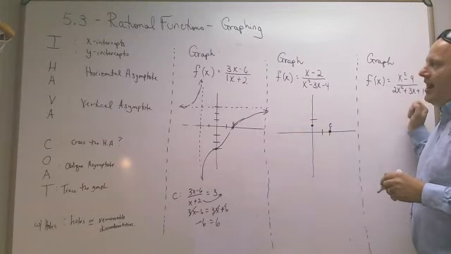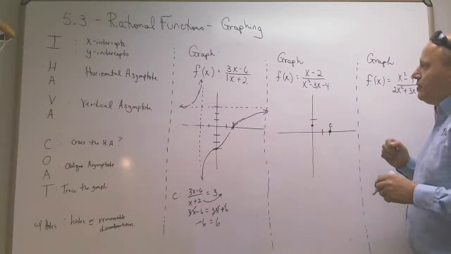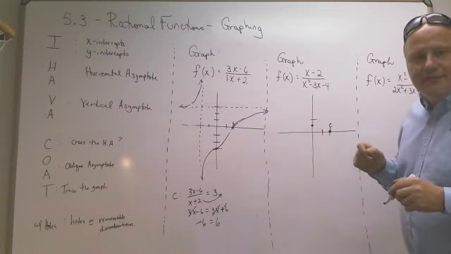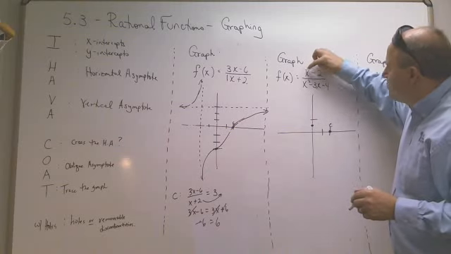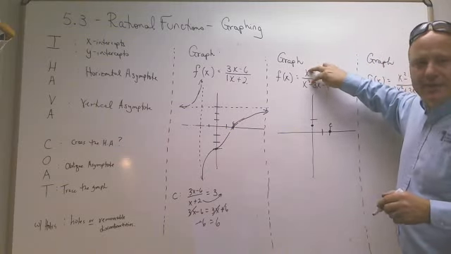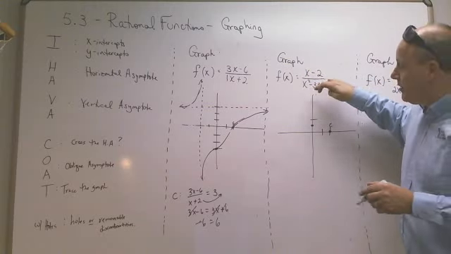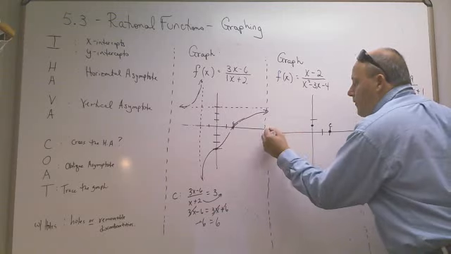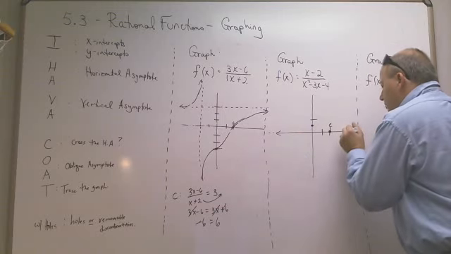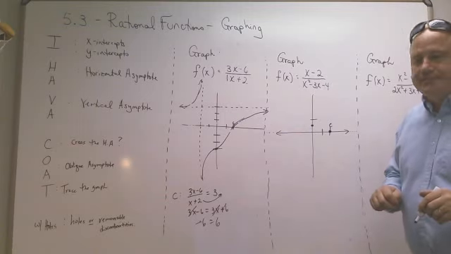Okay, so I is done. Now the next thing is the horizontal asymptote. Now we talked about these in the 5.2 section. When this one's degree 1, this one's degree 2, do you remember what the horizontal asymptote is when the top is smaller than the bottom? If you said y equals 0, you are correct. So it levels off on the x-axis.